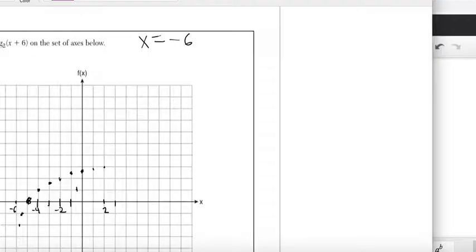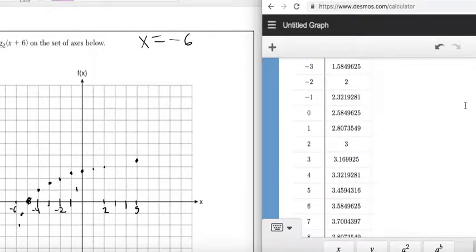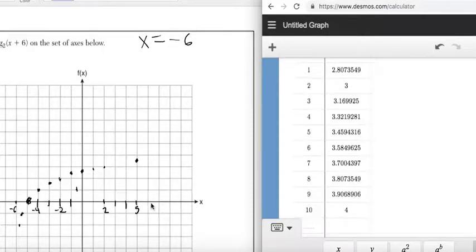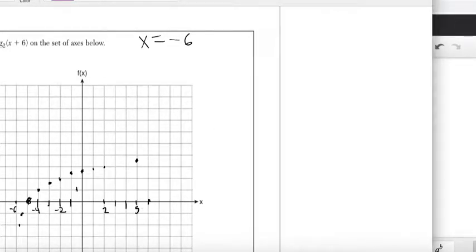So 3, 4, 5, 1, 2, 3.5-ish. All right, because I don't really need to graph that closely. Then at 10, I get 4. So 6, 7, 8, 9, 10. And the rest is just details. This is where it goes up to. And now I'm going to connect it, and the one thing I have to remember to put is my arrows, and go through these points carefully.